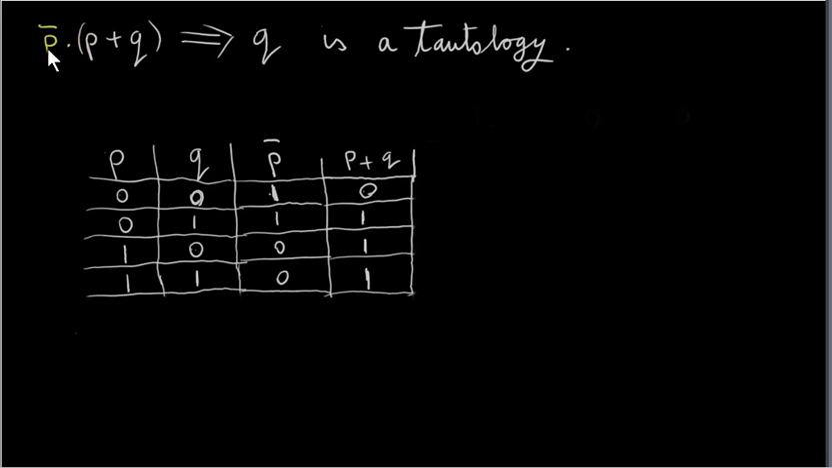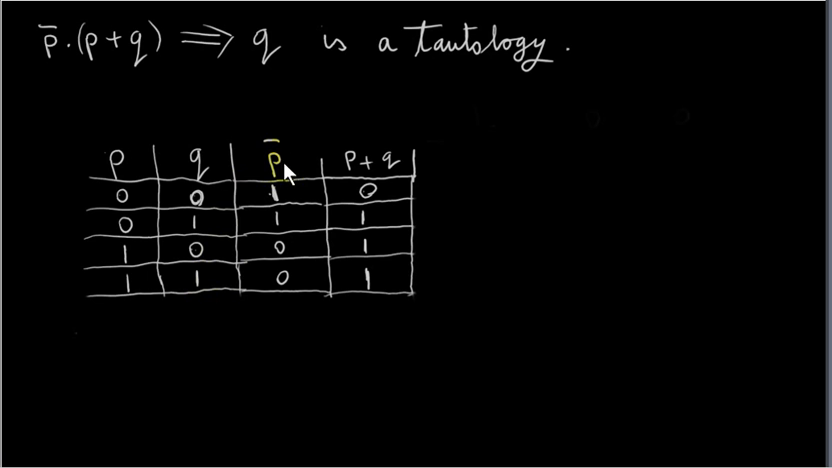In this example, we are going to show that p bar dot p plus q implies q is a tautology. There are two propositions in this statement. So what I've done is I've taken q and written down its values one at a time. So we've 0, 1, 0, 1, as you've seen before, and take p's values two at a time. So we've two zeros followed by two ones. So we'll have four rows. That covers all the combinations for propositions p and q.